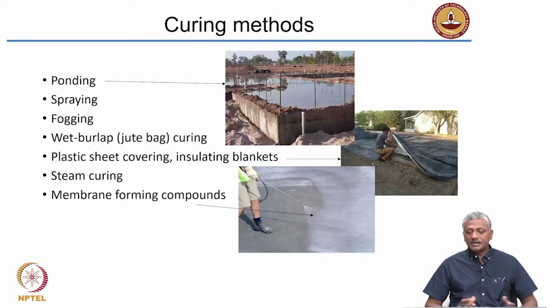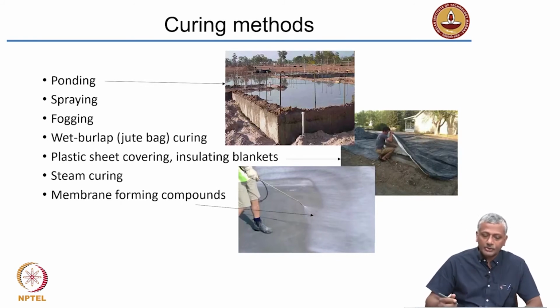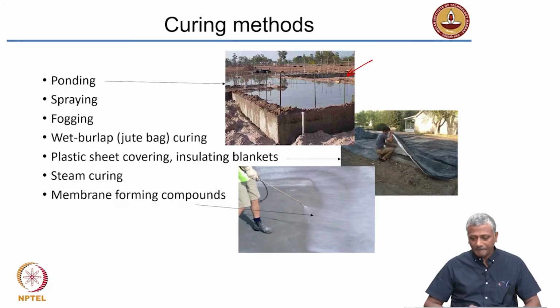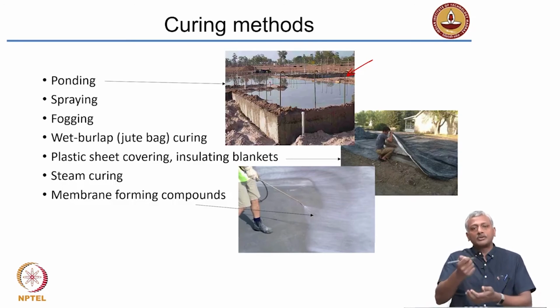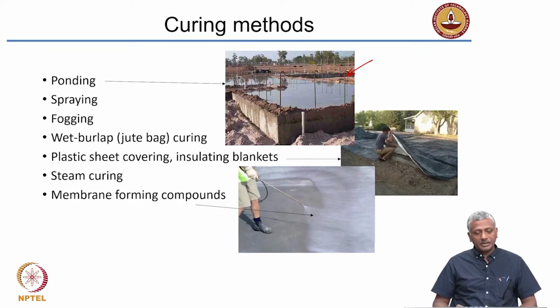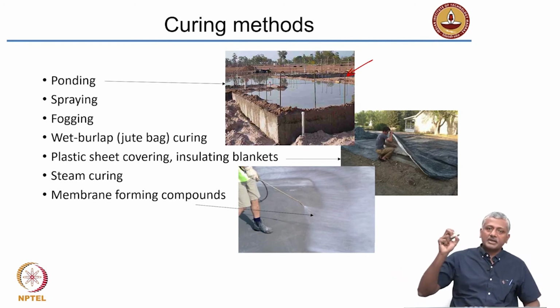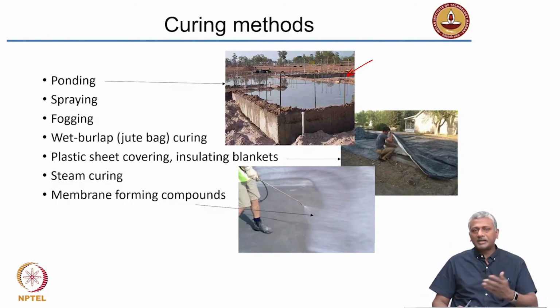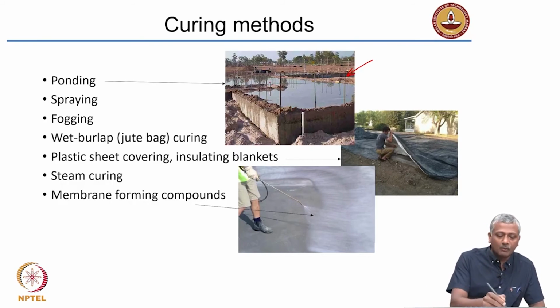Now there are different ways in which you can do this. For horizontal members like this, you can simply create an embankment and store water on top. That's called ponding. Sometimes you may just spray water using a water spray or a pipe. Sometimes you can fog the environment by using very fine sprays of water, which creates more or less a mist around the concrete. This is typically done in many laboratory conditions. In some cases you may want to do wet burlap or jute bag curing. That's also called Hessian cloth.